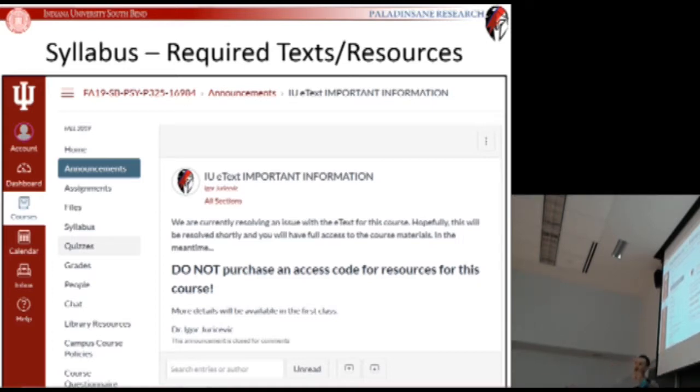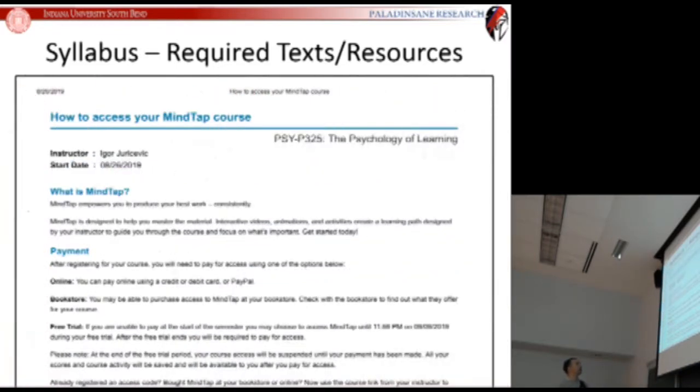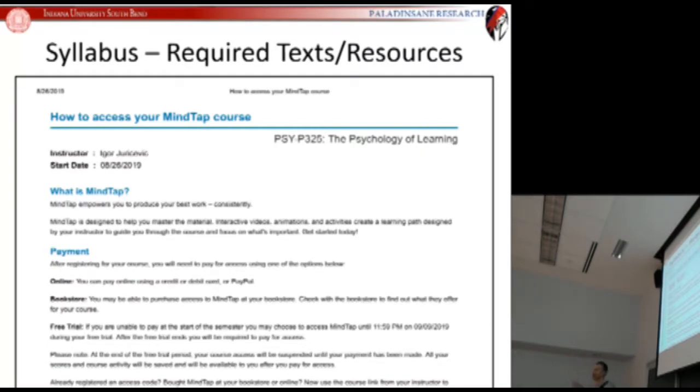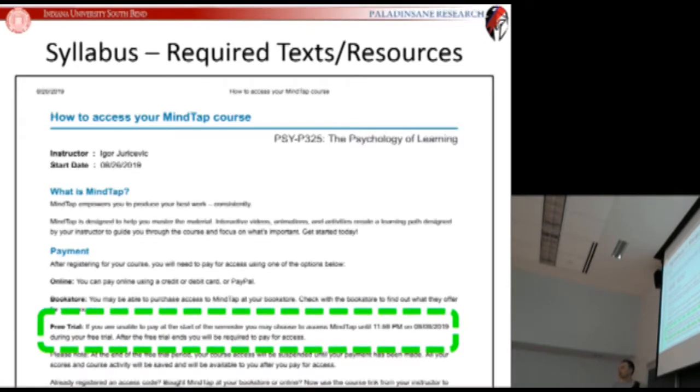However, I don't want to place this course on hold. I do want everybody to be able to start up and progress on this. So I just want to make everybody aware that the link I'm going to give you will take you to this registration page, where it says you will need to pay for access using one of these options below. Do not pay, we're still working on it. But you can do it online, you can do it at a bookstore. This is what you're going to want: that free trial. As part of this course, they give you a two-week, basically free trial. And that's what you want to use.